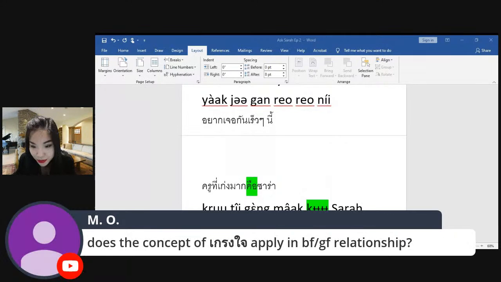Does the concept of เกรงใจ apply in a boyfriend-girlfriend relationship? I gave one definition that applies to romantic relationships too. When you use เกรงใจ in terms of a romantic relationship, it means that you still have feelings for the person or you care about the person. I'll give you an example.